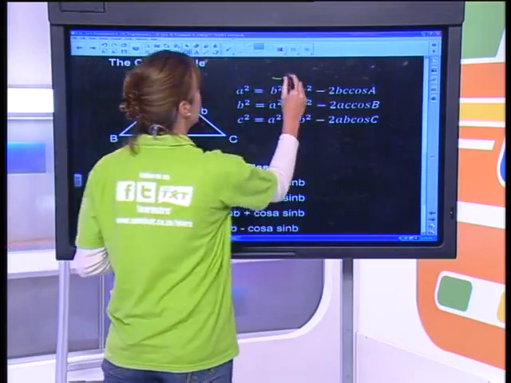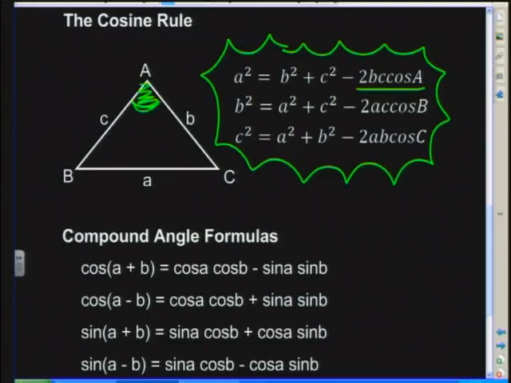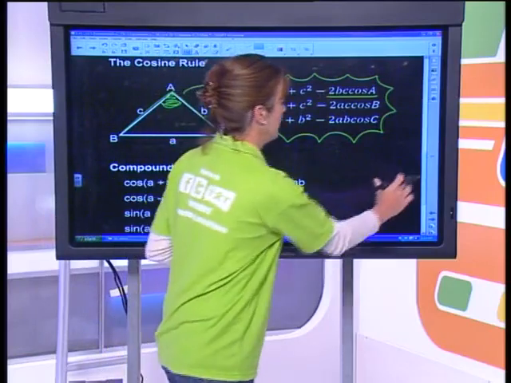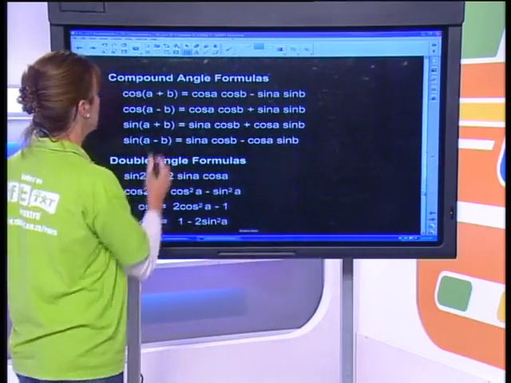Your cos rule, we take a squared, which is equal to b squared plus c squared minus 2bc cos A. So if I had angle A and I had side b and side c, that would then be applying to that formula over there. And then very quickly, just to speak about your double and your compound angle formulas. Remember your compound angle formulas.